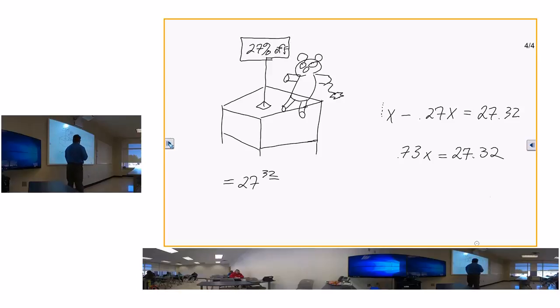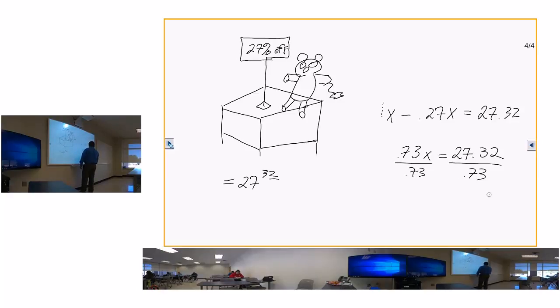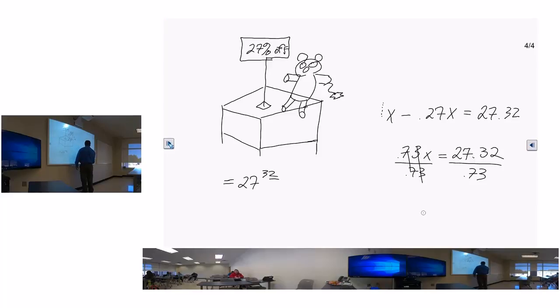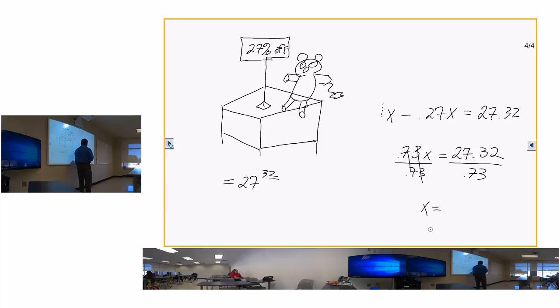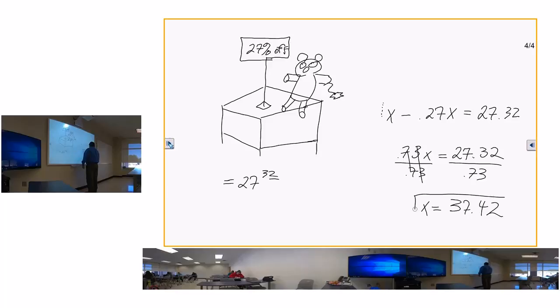Now, how do you get rid of multiplying by 73 cents? You divide by 73 cents. Somebody take your handy-dandy calculator, handy-dandy calculator drill team, and divide 27.32 by 0.73. What do you get? 37 point what? 42. So that teddy bear originally cost $37.